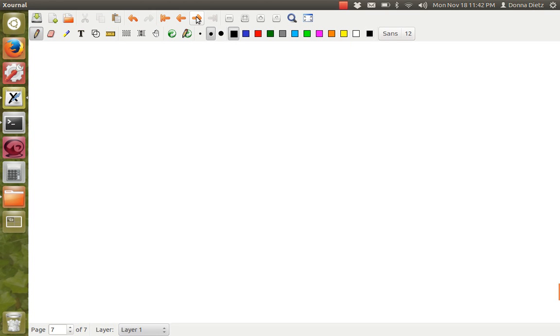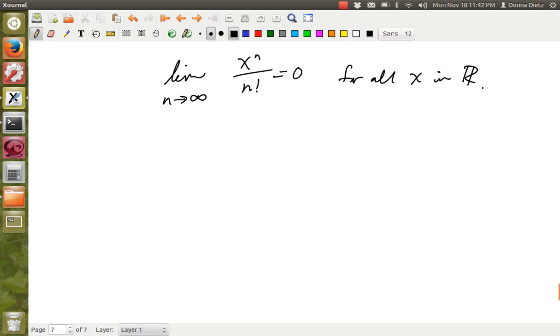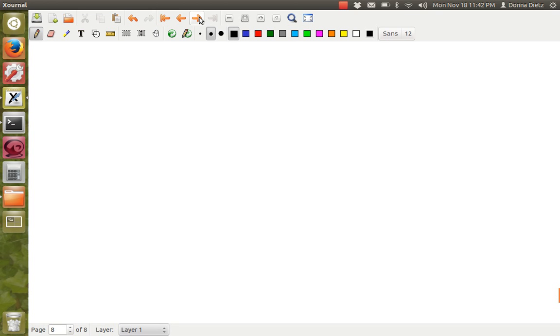Okay, so again, this only makes sense if the following is true, which it is: the limit as n goes to infinity of x to the n over n factorial equals 0 for all x in the real domain. Let me convince you that it's true by using an example. This is not a proof, but the underlying rule will be true even though I'm just picking an example.